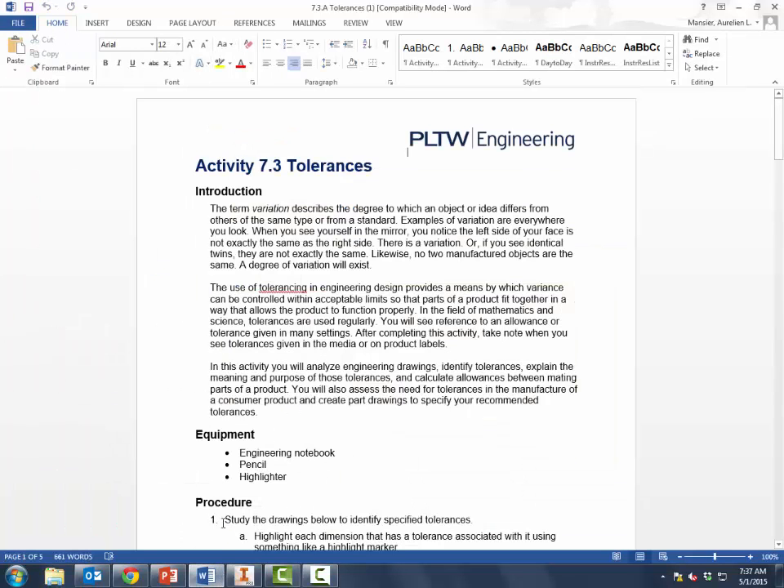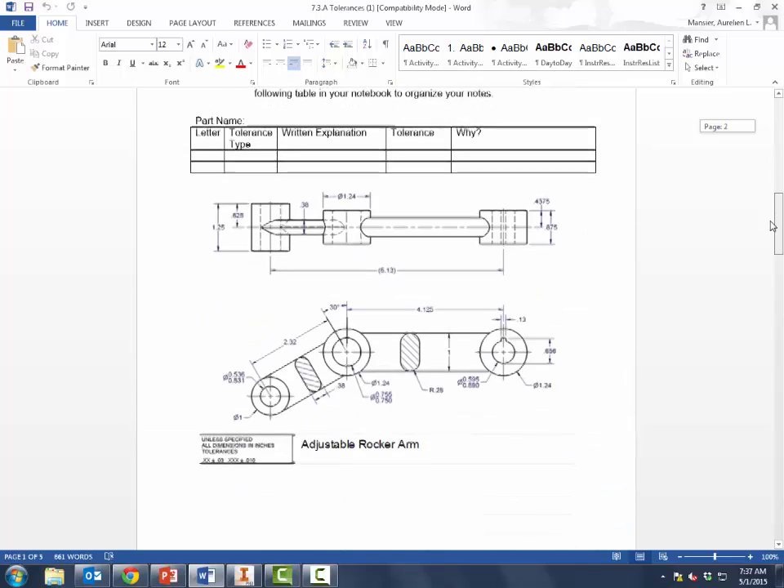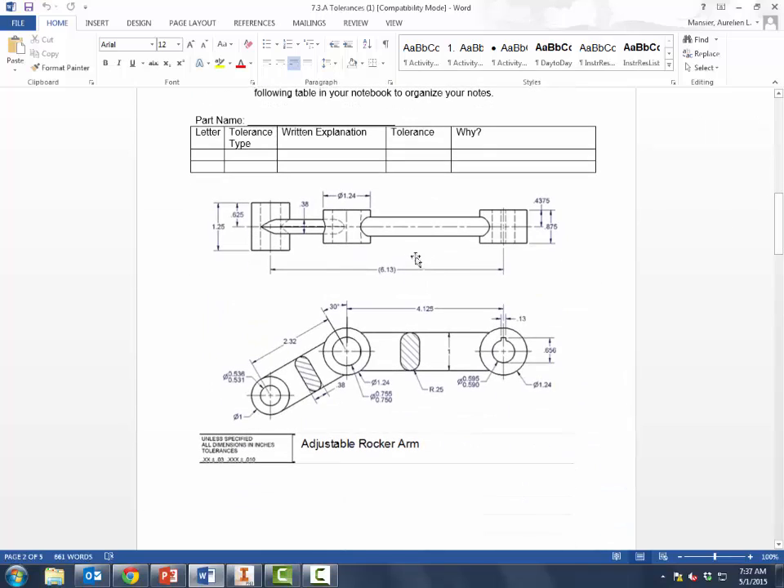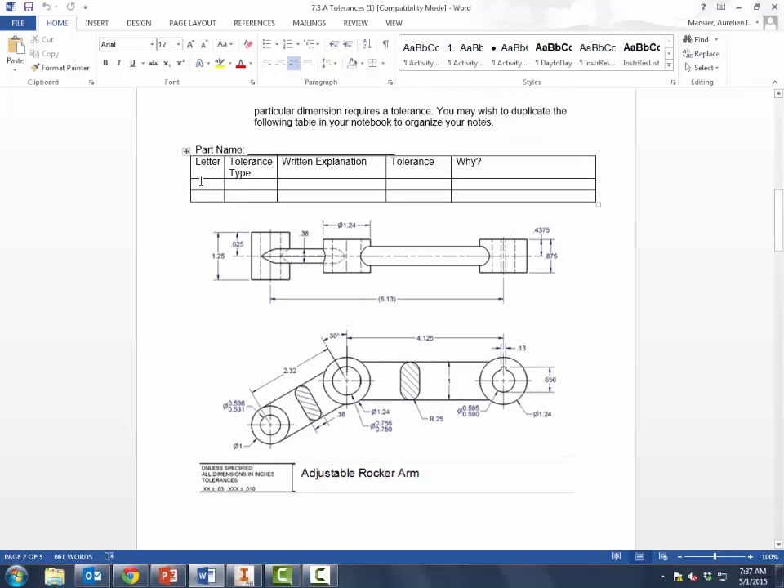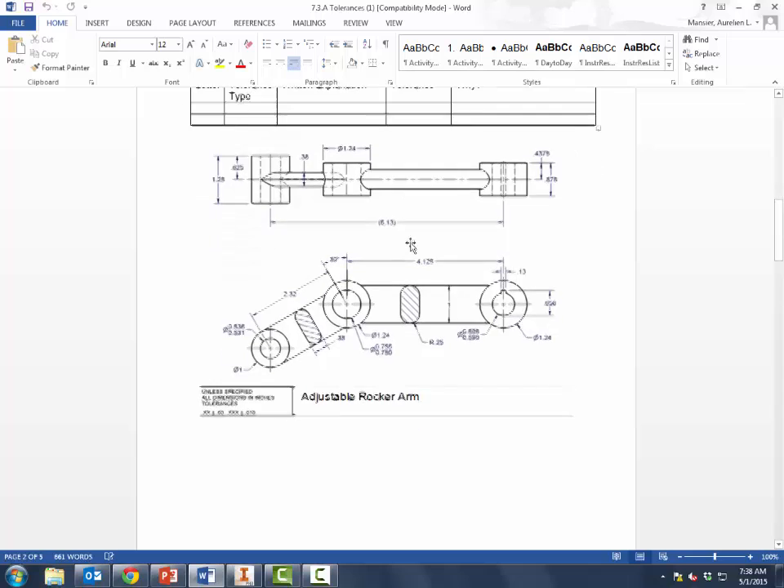So now that we've gone through the PowerPoint for 7.3, what I want you to do in the activity is to first identify the different types of tolerances that you see on this drawing, and they want you to do it using a letter, right? So I can place a letter next to this, identify the type of tolerance this is. This would be limit dimensions, and write down what the total tolerance is. So the difference between the upper limit and the lower limit is going to be our tolerance.